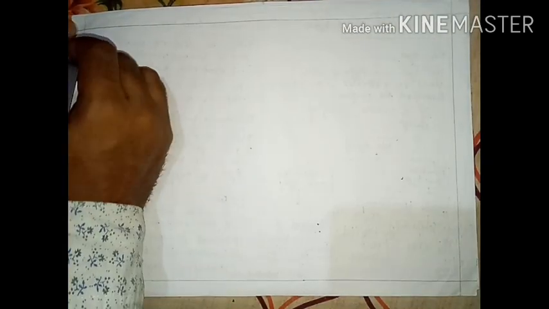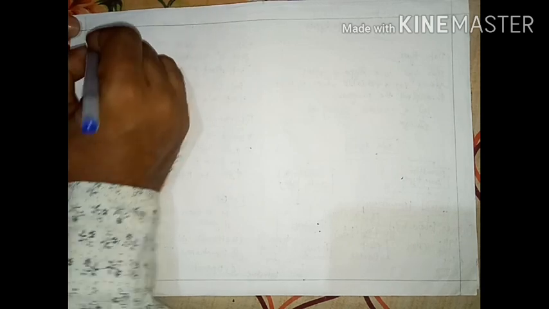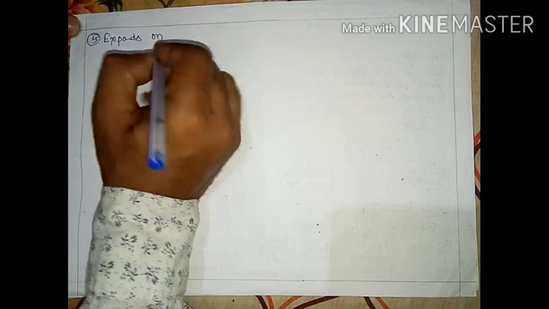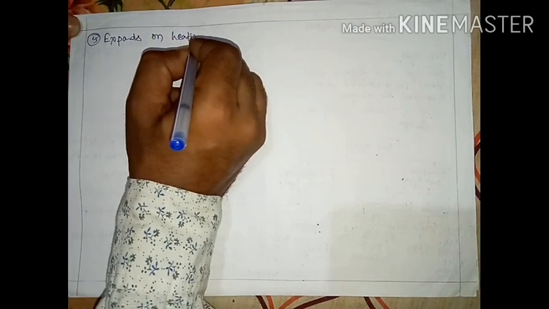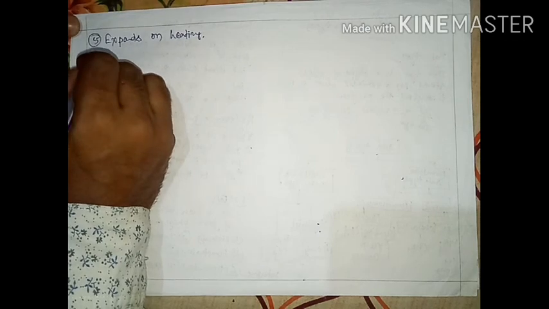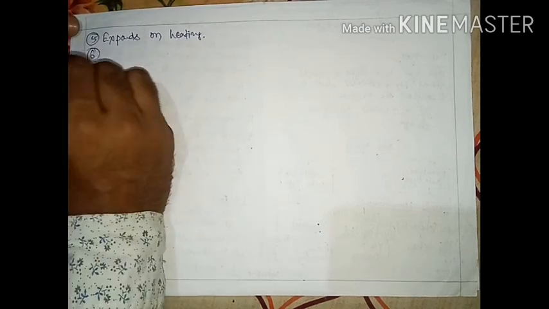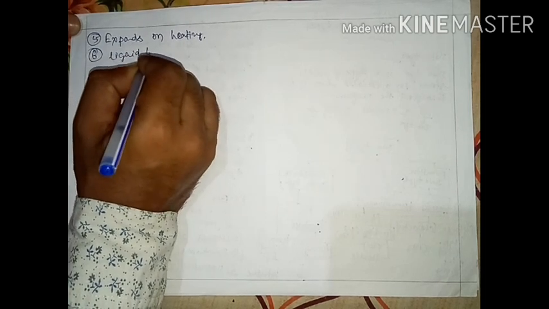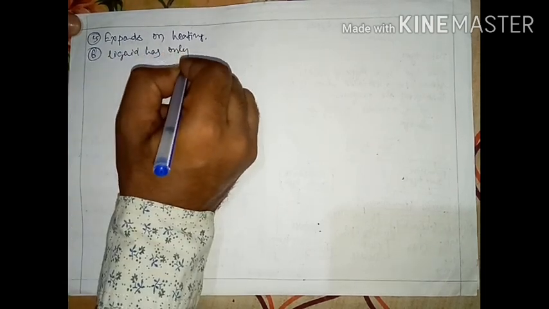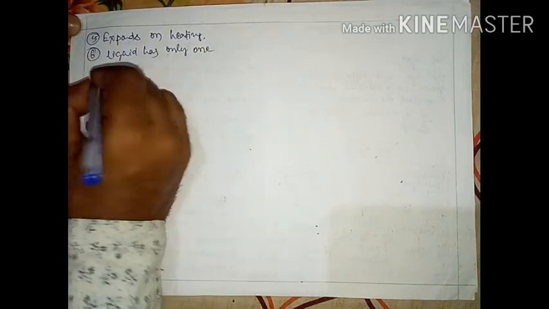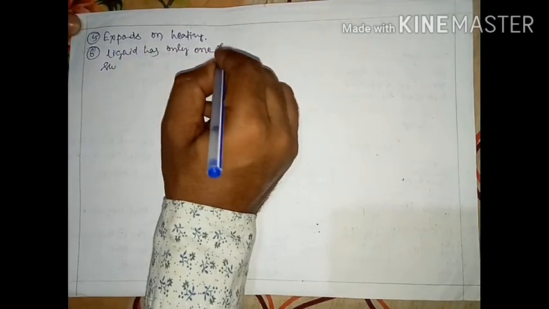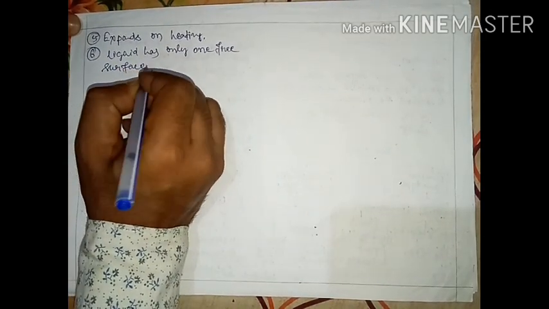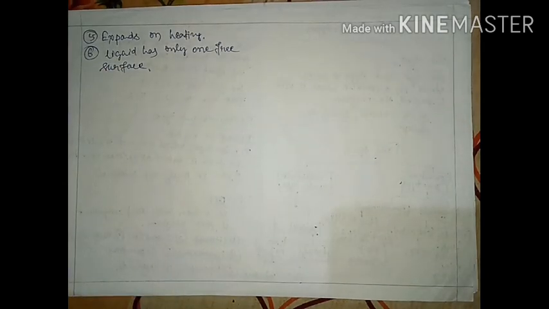This liquid expands on heating. Understood students? Expands on heating. Then, point 6, I am writing: liquid has only one free surface. How many free surfaces, students? Only one free surface. Understood students? These are some properties of liquids.